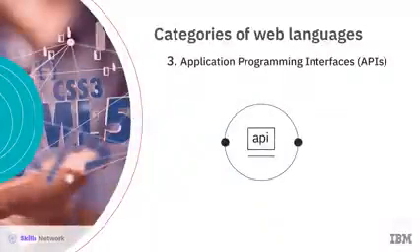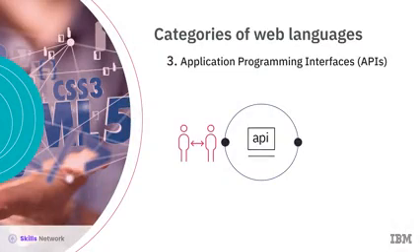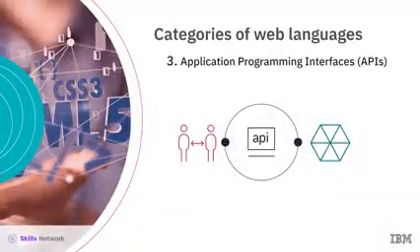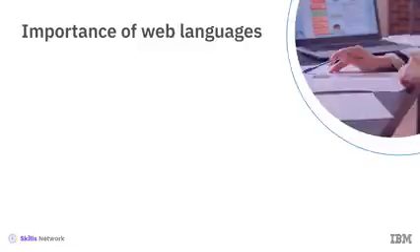Application Programming Interfaces, or APIs, are intermediaries facilitating communication between web applications and external data or services. They enable web applications to access and integrate functionalities from other sources. Web languages are essential because they serve different purposes in web development. Here are some key reasons why web languages are essential.